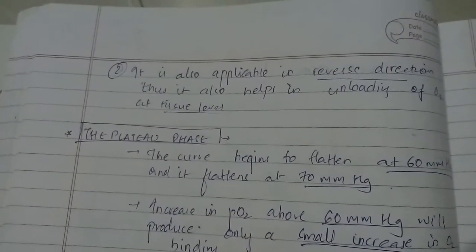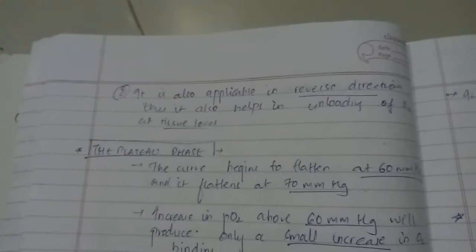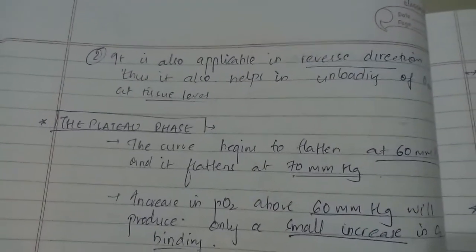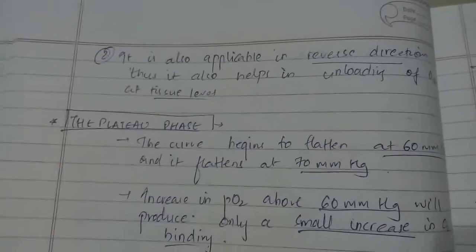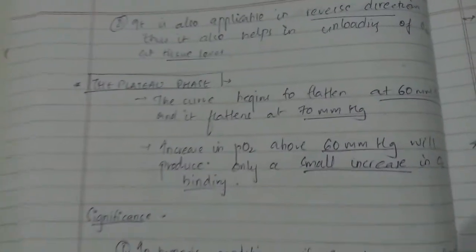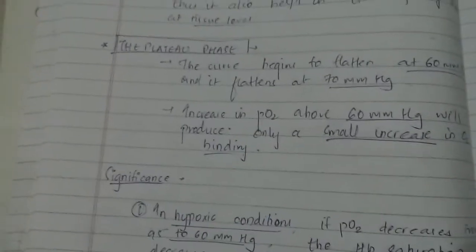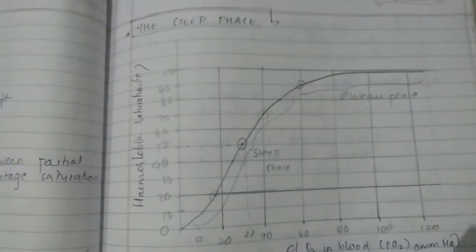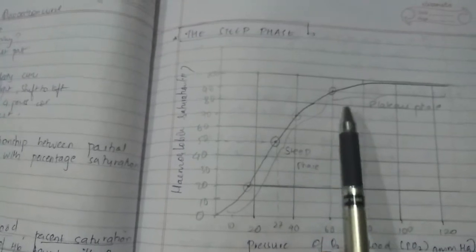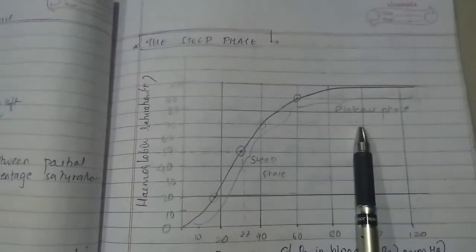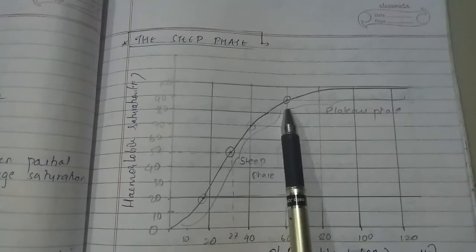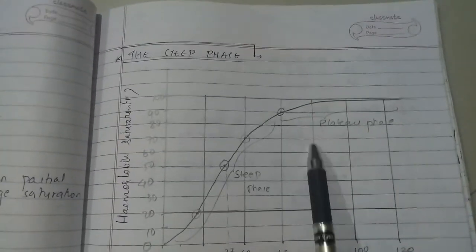This is also true in the reverse direction. Thus it also helps in unloading of oxygen at tissue level, right? So that's true. Now let's go to the plateau phase. In the plateau phase, the curve begins to flatten at 60 mm of Hg. As we can see here, at 60 mm of Hg the curve begins to flatten, and at almost 80 mm of Hg it flattens. So that's right.